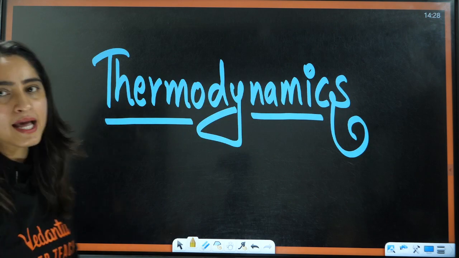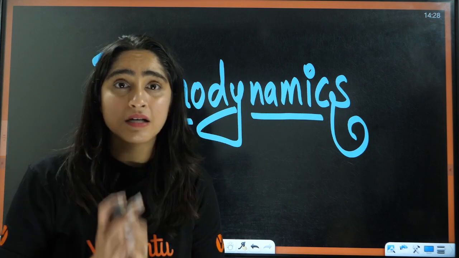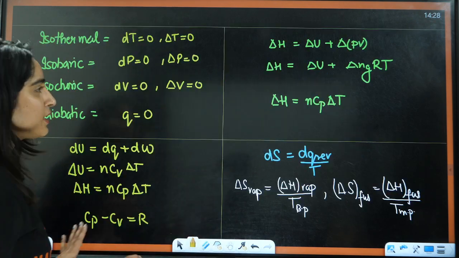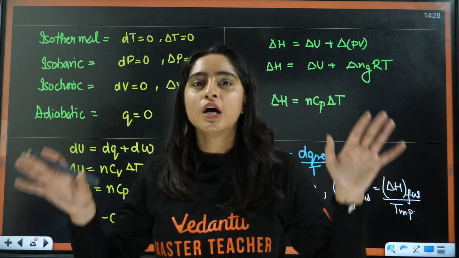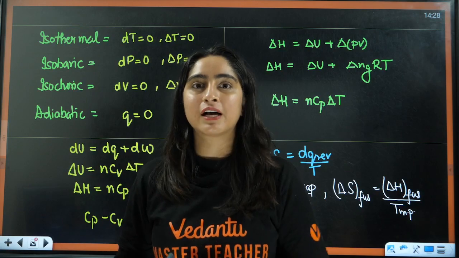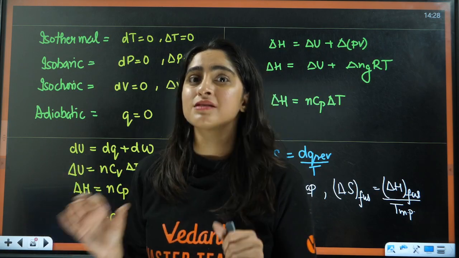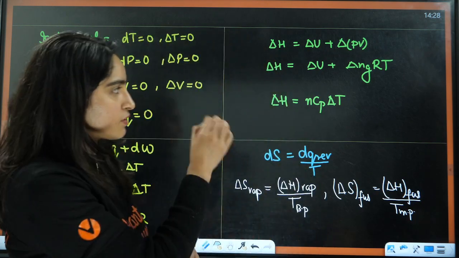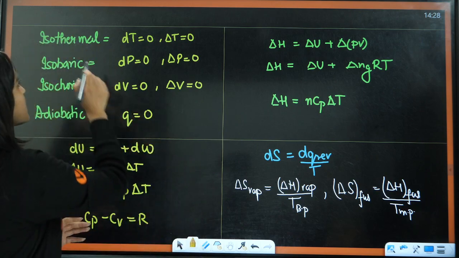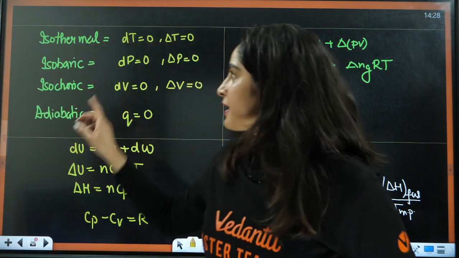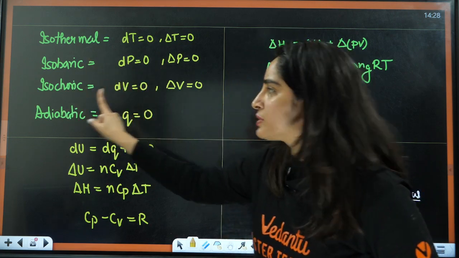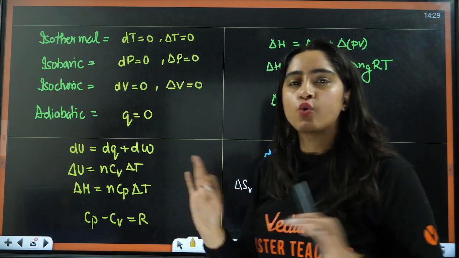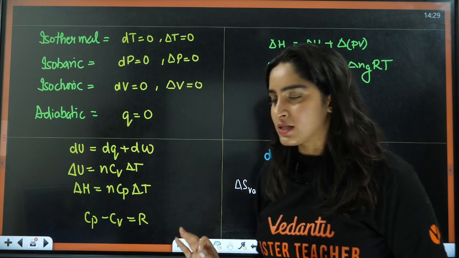Okay, understood guys? So now we have the last topic, that is thermodynamics. I know you guys find it a little bit tough. Don't worry, when we do the proper lecture in one shot, we will cover everything, but right now it's just a revision session, so just focus on the formulas here. This is for isothermal, where temperature is constant, isobaric, pressure is constant, isochoric, volume is constant, adiabatic, there is no heat exchange, that means Q is constant, right?